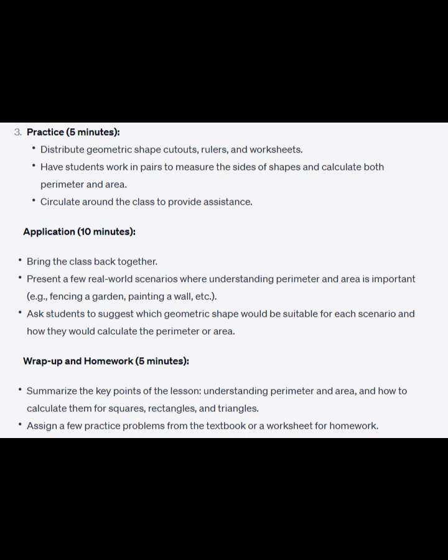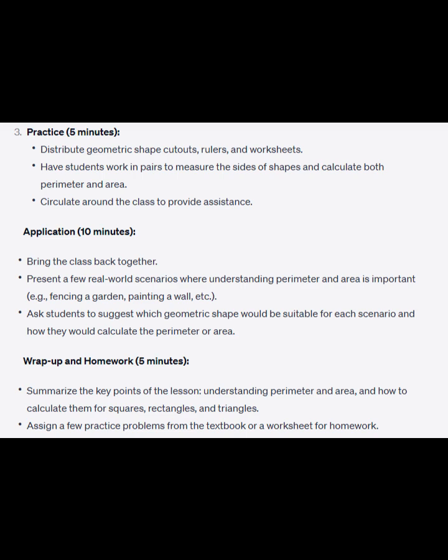Practice: 5 minutes. Distribute geometric shape cutouts, rulers, and worksheets. Have students work in pairs to measure the sides of shapes and calculate both perimeter and area. Circulate around the class to provide assistance.